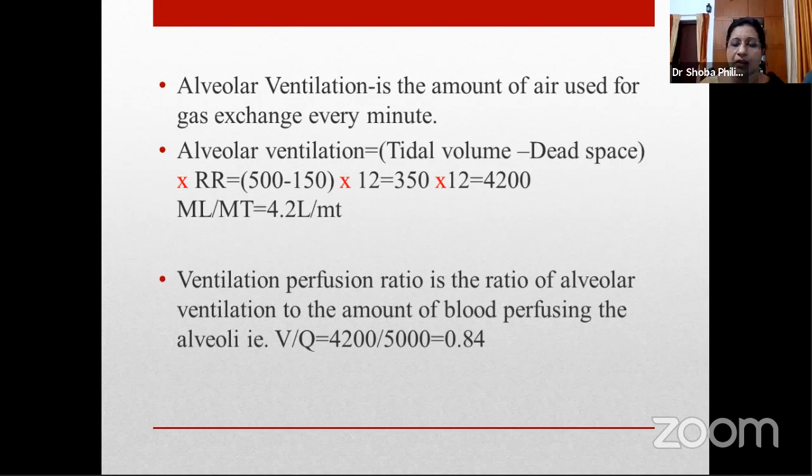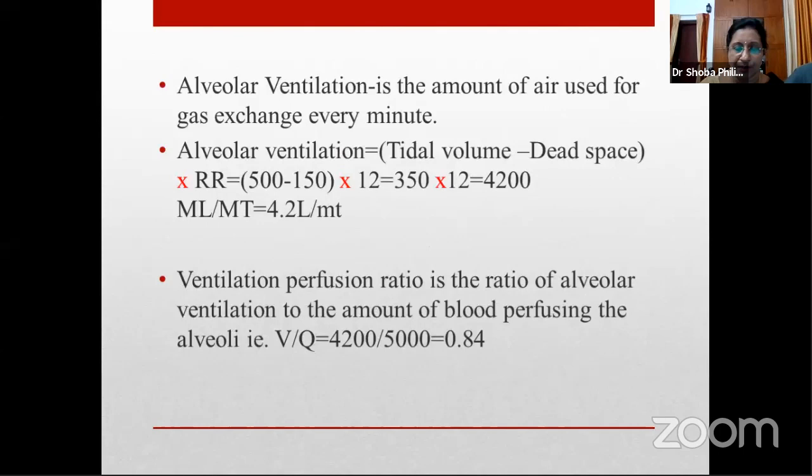So in respiratory physiology, what we mean by ventilation is the part of air which is taking part in gas exchange every minute. Ventilation perfusion ratio is therefore the ratio of the alveolar ventilation to the amount of blood that is perfusing the alveoli, that is V by Q, 4,200 divided by 5,000, which is 0.84.